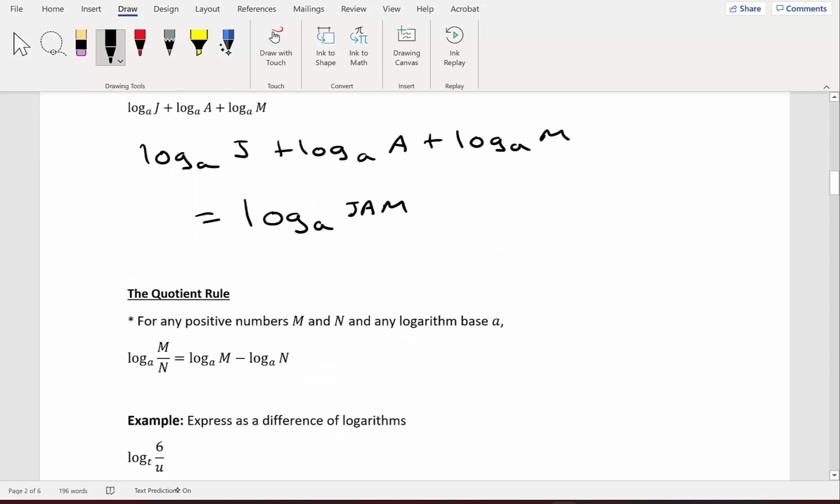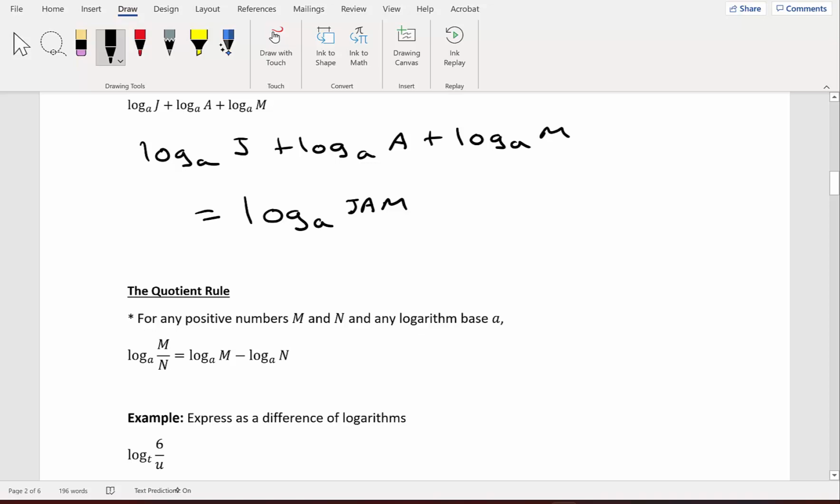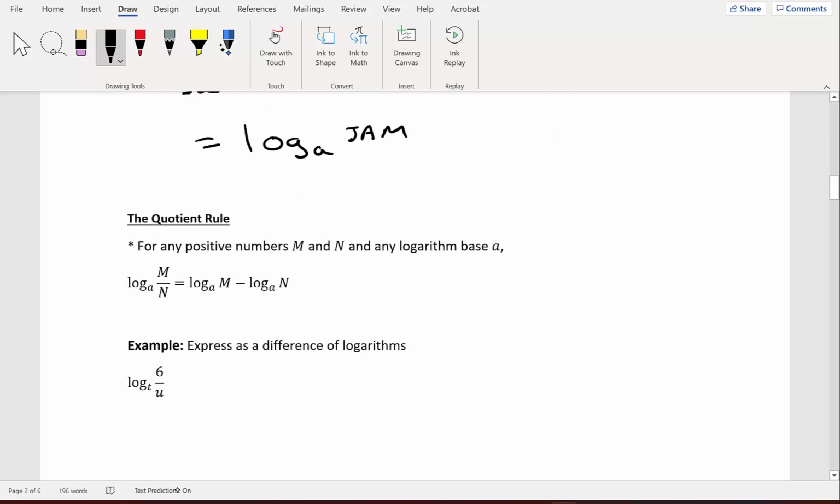Now this leads us to our quotient rule. Now the quotient rule states for any positive numbers m and n and any logarithm base a, log base a of m divided by n is equal to log base a of m minus log base a of n. So when we're dividing within the log, we can expand it out with subtraction. So log base t of 6 over u, this is 6 divided by u. So since I'm dividing, I could go ahead and expand this with subtraction. So this would be log base t of 6 minus log base t of u.